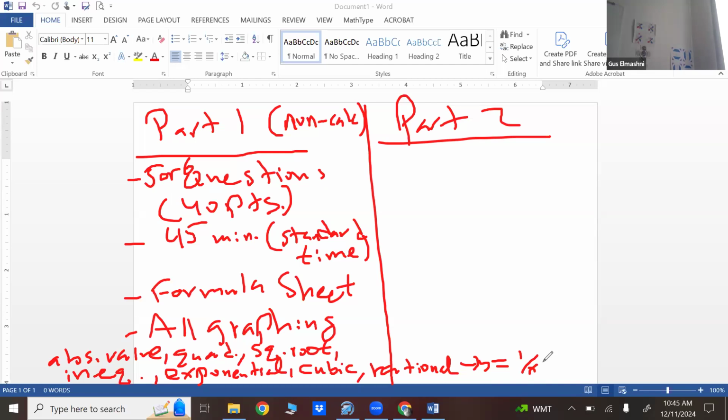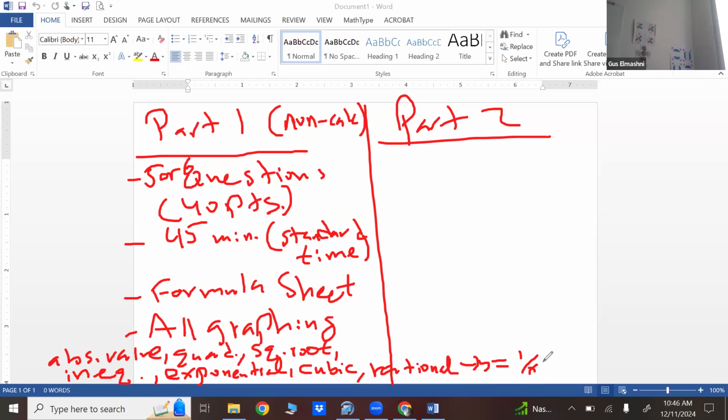Can you give a hint on which ones it'll be? No. Which ones it won't? No. Let me be more straightforward with you guys. Please don't ask me. Rational, y equals 1 over x. I'll share this with you guys too. Don't worry.